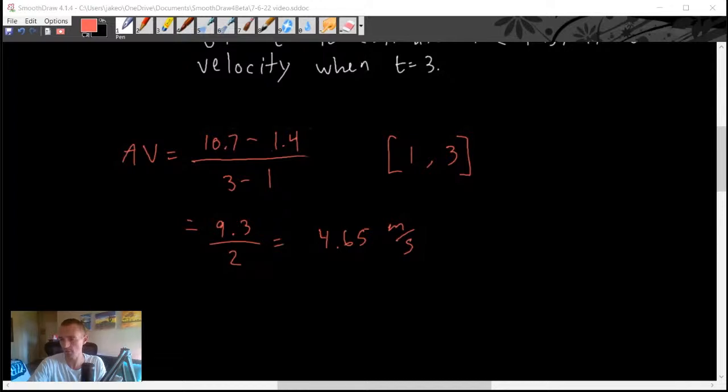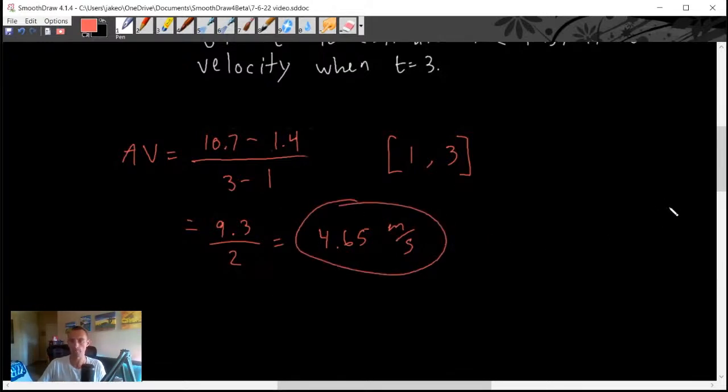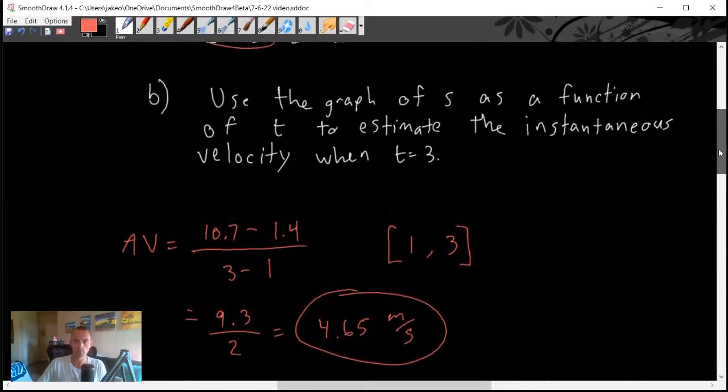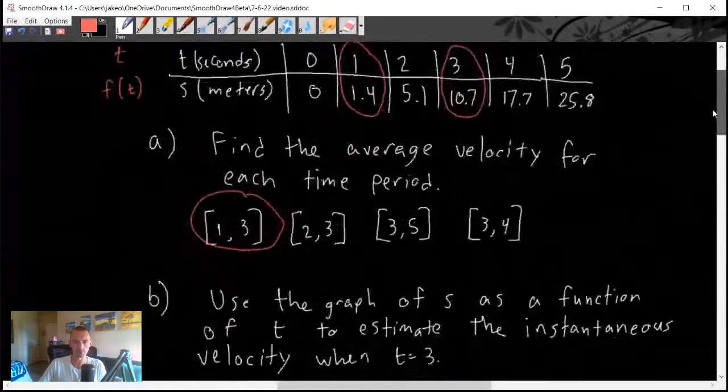Just want to make sure I did that mental math right. Pretty sure I did, but hate to give you the wrong answer. 4.65. Okay, perfect. Yeah, so that's going to be our average velocity from 1 to 3. Okay, so then we can do the same thing for these other ones.